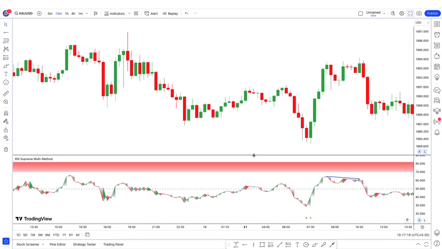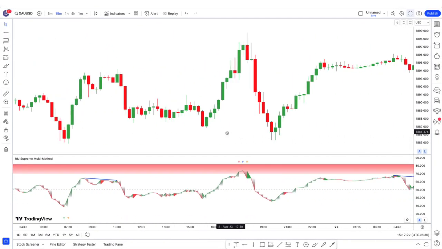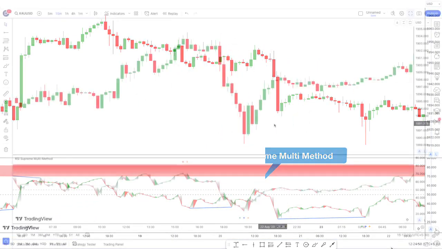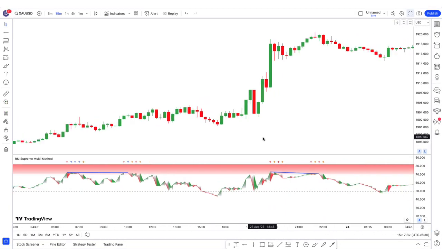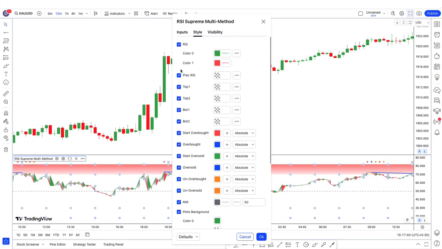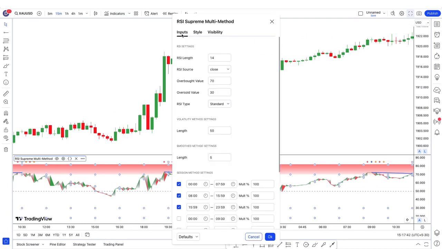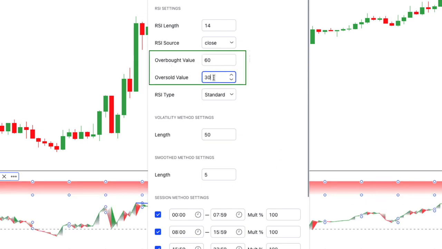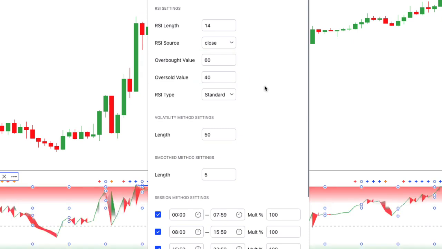So the RSI Supreme Multi-Method is an innovative tool that combines the relative strength index with selectable manipulation methods to identify overbought and oversold conditions in the market, as well as provide the ability to detect divergence for enhanced trading insight. In the indicator's settings, you can find various customization options. The first block includes RSI length, overbought and oversold values, and RSI type. Personally, I recommend changing these levels to 60 and 40. This way, the indicator will be more responsive to price fluctuations.